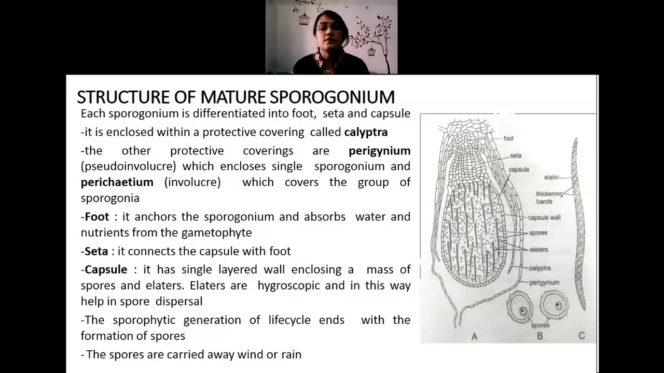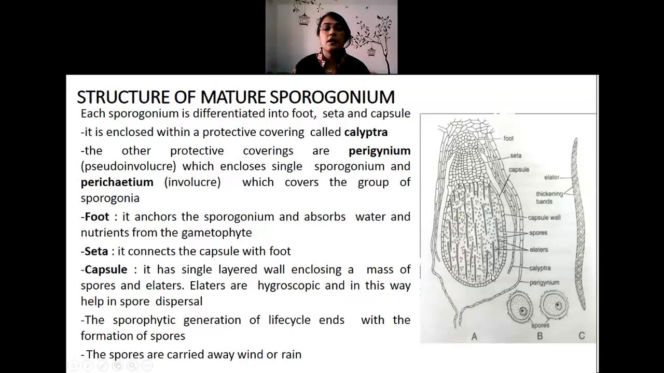And coming to the capsule, it is a single layered wall enclosing a mass of spores and elaters. Elaters are hygroscopic and help in spore dispersal. Initially, a mature sporophyte is filled with spore mother cells. Spore mother cells undergo reduction division, giving rise to haploid spores. Some of them will develop into elaters, and some of them will develop into spores. Elaters are hygroscopic and help in spore dispersal. The sporophytic generation of the life cycle ends in the formation of haploid spores.